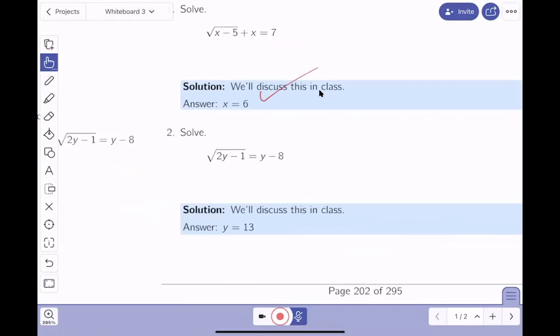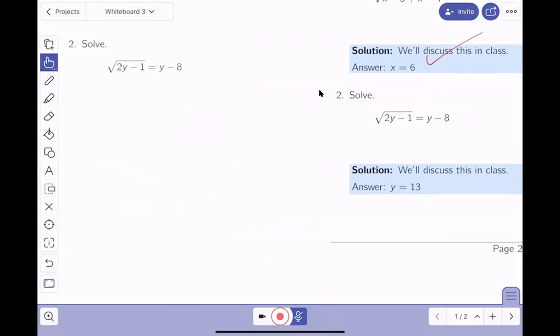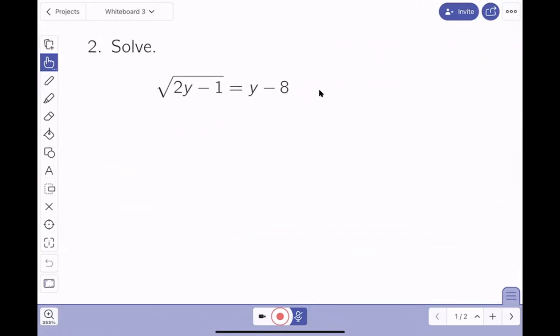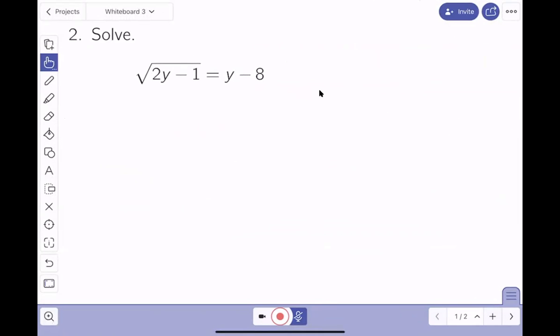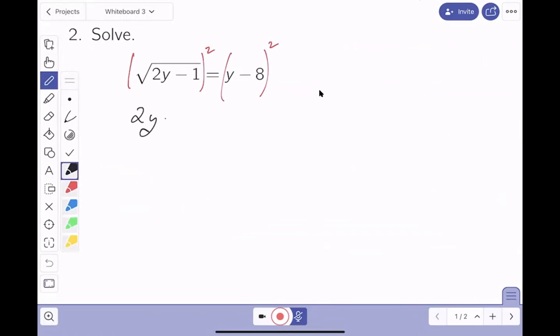Give me 1 second. And I want to do this one over here. Now, what's nice about this problem, it's written in a nice standard form. The radical's isolated, and I think I can go by raising both sides of the equation to the radical's index, which is 2. And what would you get? On the left side, you would get 2y minus 1. On the right side, if you struggle with this, write it down. It's y minus 8 times y minus 8.